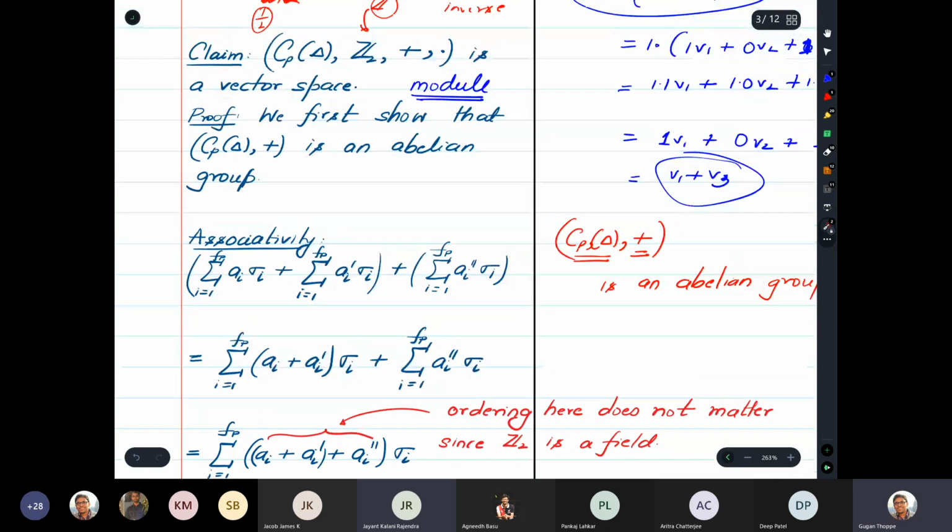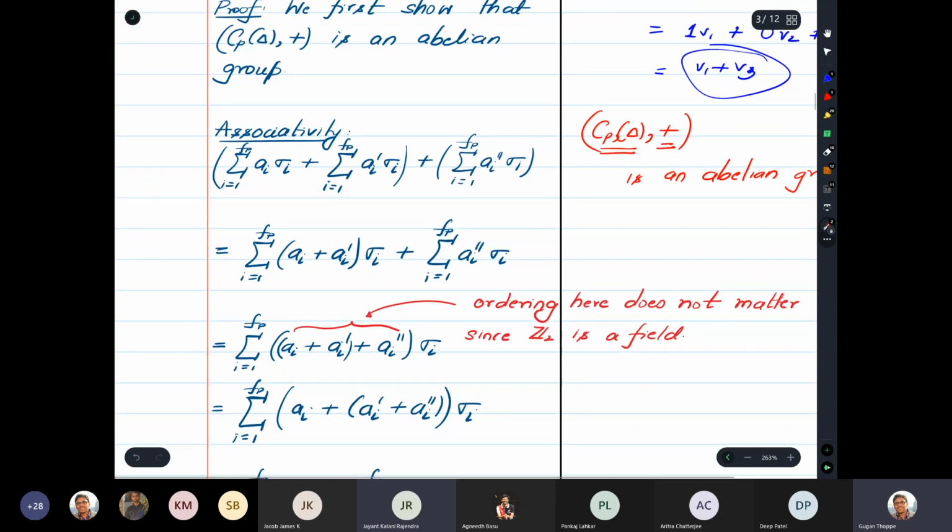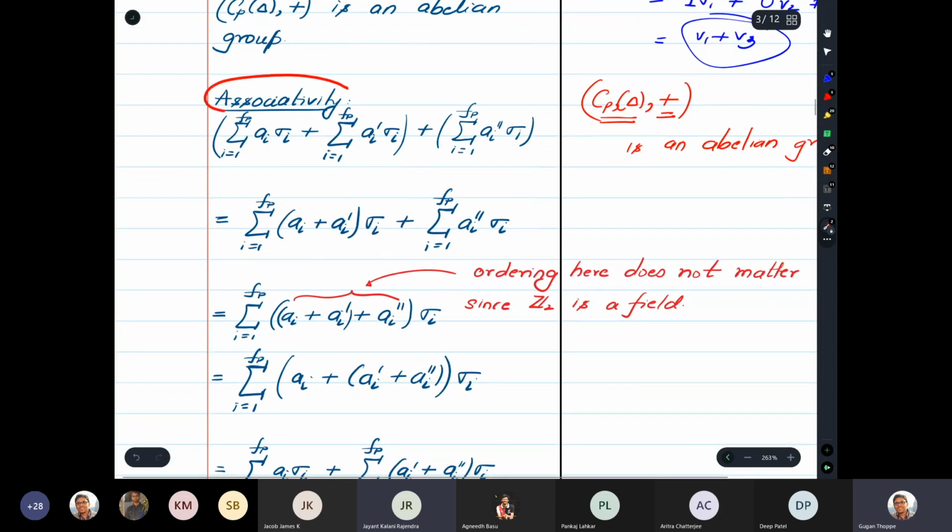Okay, so now our goal is to show that this is a vector space. If you recall the definition of a vector space, the first thing we need to show is that this set, along with this addition operation, is an abelian group. And if you recall the definition of an abelian group, we have to verify four properties: associativity, commutativity, the existence of an identity element, and the existence of an inverse element. So we will quickly go over this.